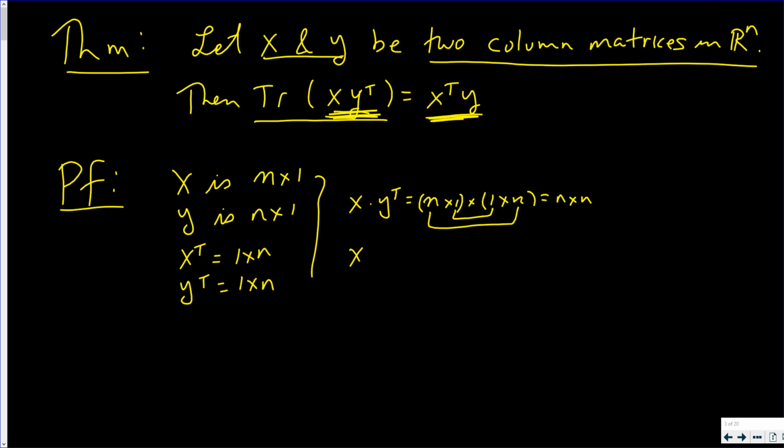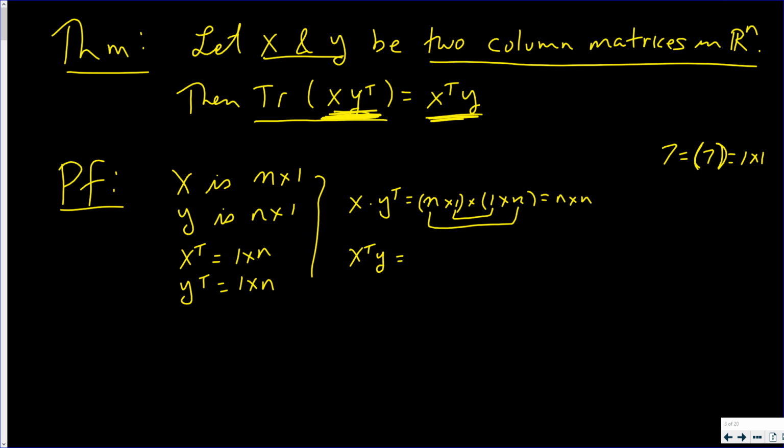Interesting. Now, X transpose Y better be a real number. Better be a 1 by 1 matrix, because the trace of a matrix is just the sum of the elements on the diagonal. You add up finite real numbers, you get a real number. And the number 7 is a 1 by 1 matrix. You can think of 7 as a matrix.